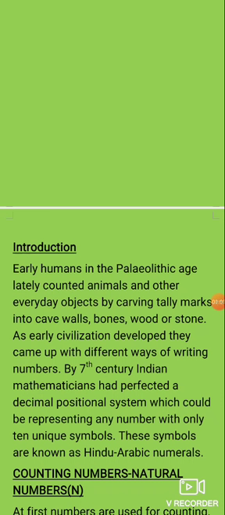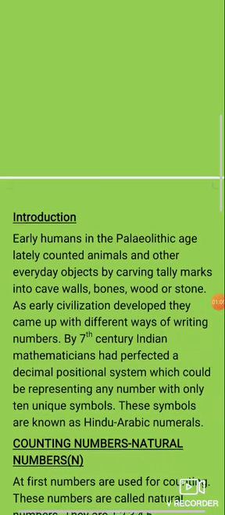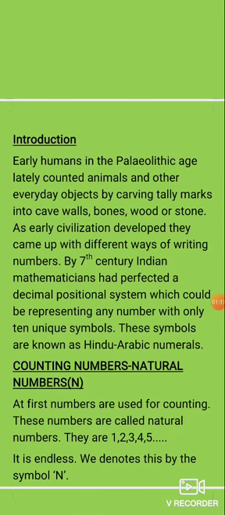Okay, so students, we know about numbers. So this one is the introduction part about the numbers. Okay, so now listen carefully. The first type of numbers that we know, what is that? Counting numbers. Another name is what? Natural numbers. So at first the numbers are used for counting.